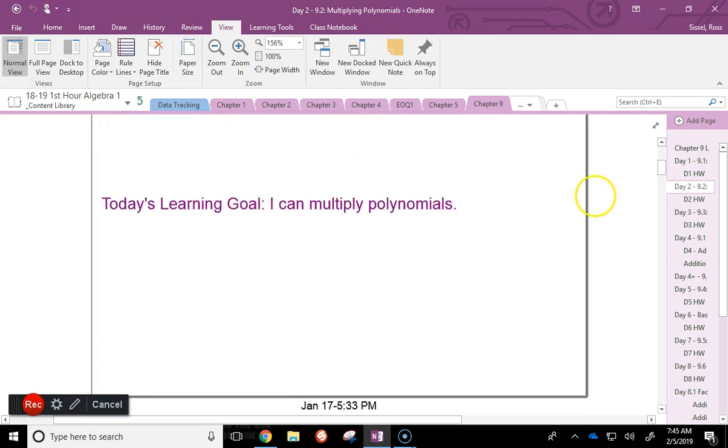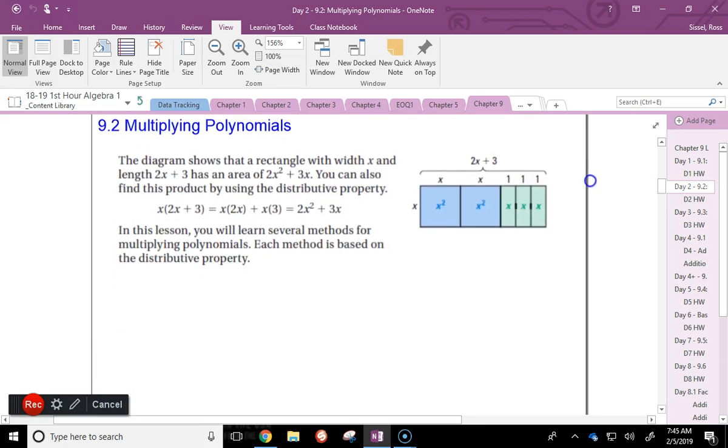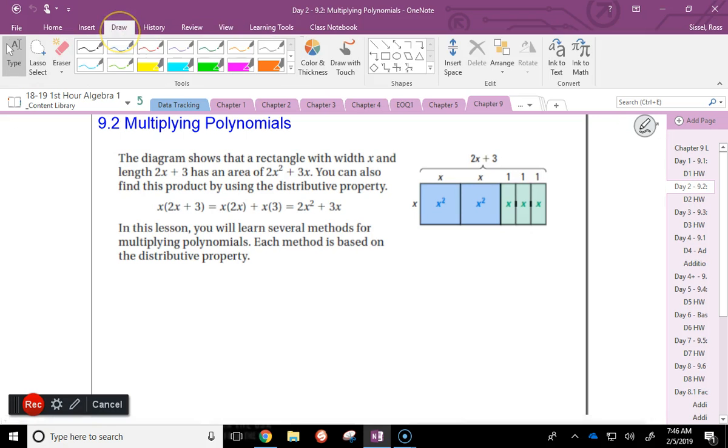So I went ahead and I just did the warm-up because I want to get to it. Today's learning goal is I can or I will multiply polynomials. So 9.2, multiplying polynomials. It says the diagram shows a rectangle with a width x, so you see that right here, this is the width x, and its length is 2x plus 3. Has an area of 2x squared plus 3x.